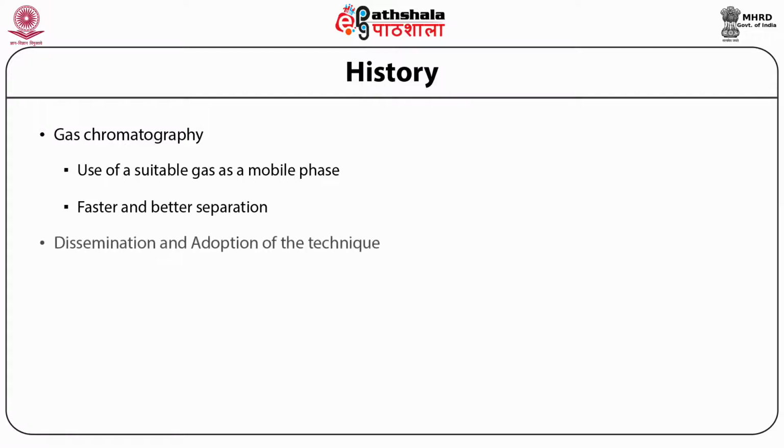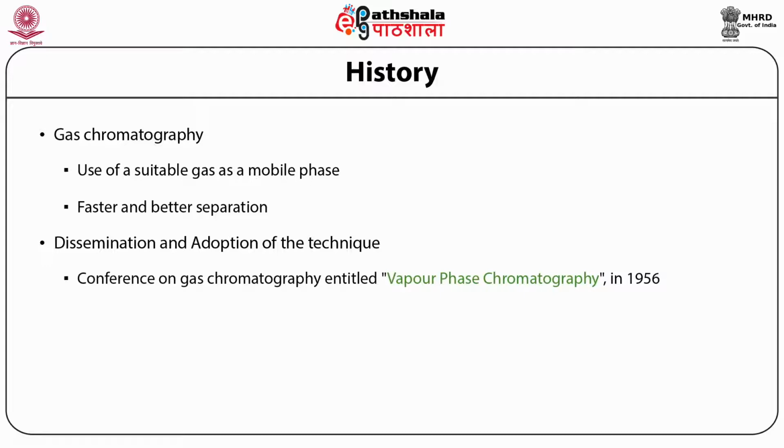With regard to dissemination and adoption of the technique, eminent scientists working in the field of gas chromatography reported their work in the first ever conference on gas chromatography, entitled Vapor Phase Chromatography, that was held in London in 1956. Looking at the prospects and applications of this technique, gas chromatography was rapidly adopted by petroleum industries like Shell and British Petroleum for compositional analysis.